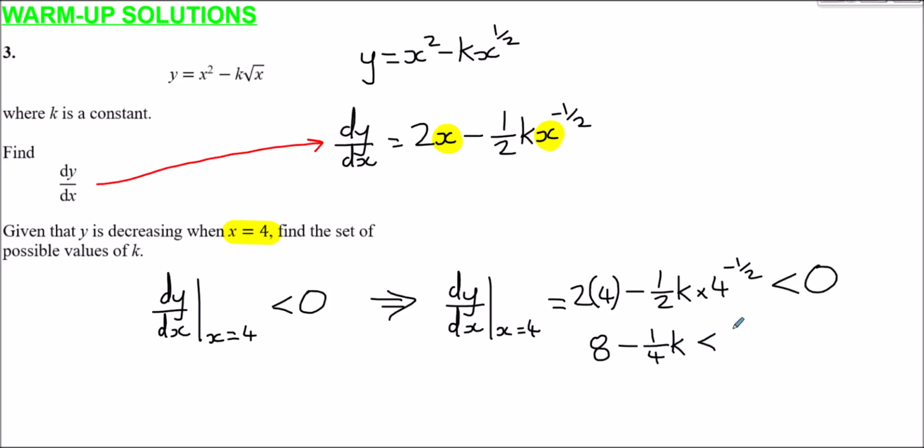That needs to be less than 0. Rearrange it. A quarter k needs to be greater than 8, so therefore we require k to be bigger than 32. If k is bigger than 32, the function is decreasing. If k is less than 32, we'll have an increasing function.